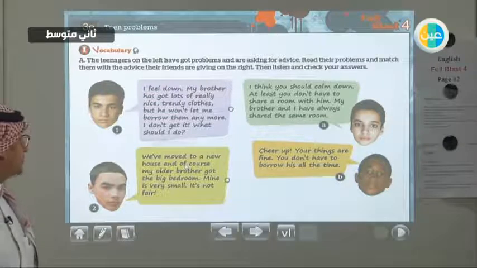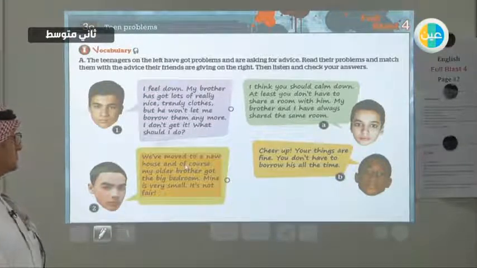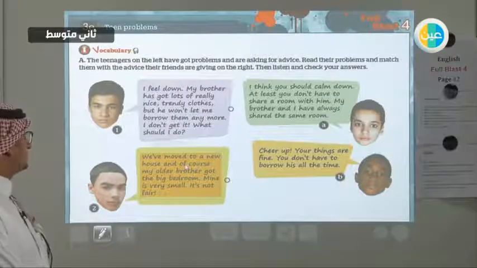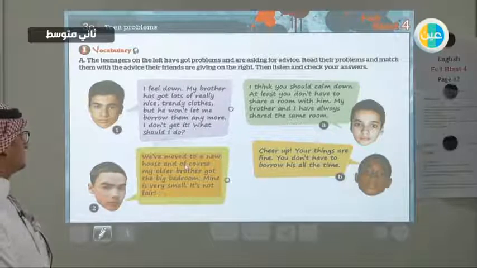Listen carefully, please. We've moved to a new house, and of course my older brother got the big bedroom. Mine is very small. It's not fair.